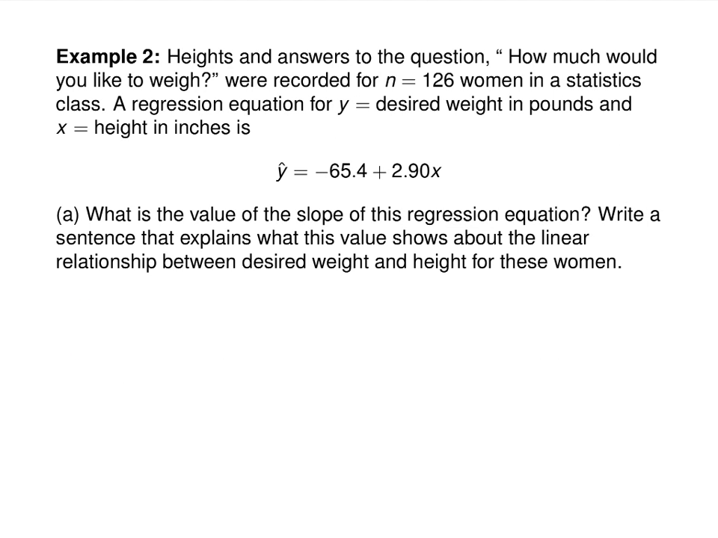So heights and answers to the question, how much would you like to weigh, were recorded for 126 women in a statistics class. A regression equation for y equals the desired weight and x is the height was given by this. What is the value of the slope? And then write a sentence that explains what this value shows about the relationship. So first of all, what is the slope? And let's use the b notation. Is it b1 or is it beta? It'd be b1. Why is it almost never going to be beta?